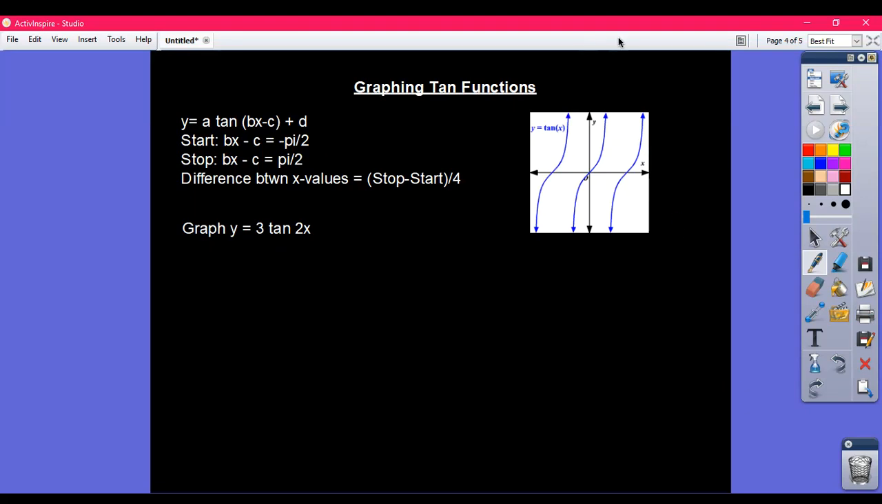So we're going to go over graphing tangent functions. In another video, you will see the steps to graphing cosine and sine functions. But graphing tangent functions is different because, one, it's not a wave, so the period's going to be different.